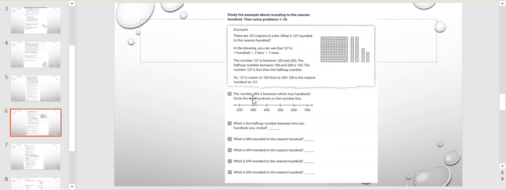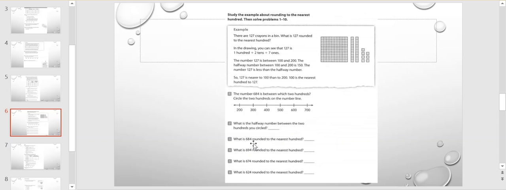The number 684 is between which two hundreds? Well, 684 would fall between 600 and 700. Circle those two hundreds on the number line. The halfway number between 600 and 700 is going to be 650. You can write that on number 2.